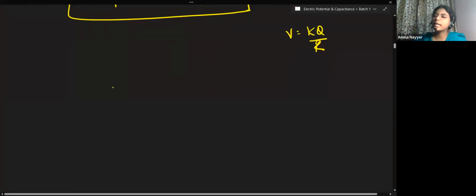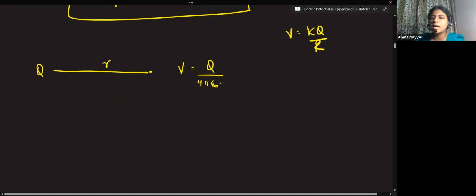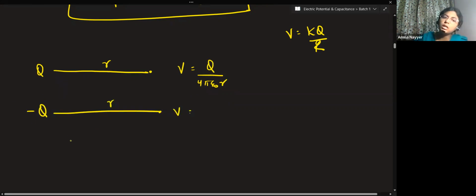Electric potential is a scalar quantity. Whenever we did electric force, we took out the magnitude of the charges. In case of potential, if you have a charge plus q at some distance r, you calculate the potential as q by 4 pi epsilon naught r. If you have minus q, you don't just take the magnitude. Since it's a scalar quantity, you are not concerned with the direction. Take it as minus q by 4 pi epsilon naught r.